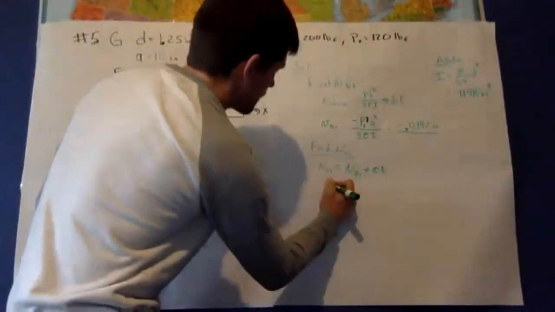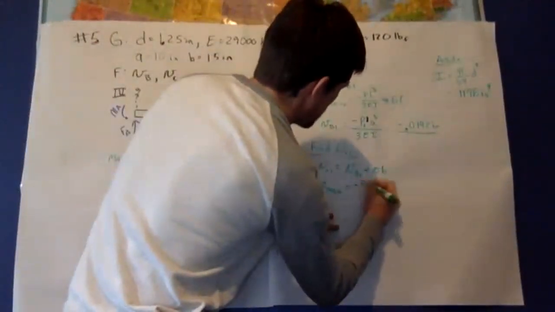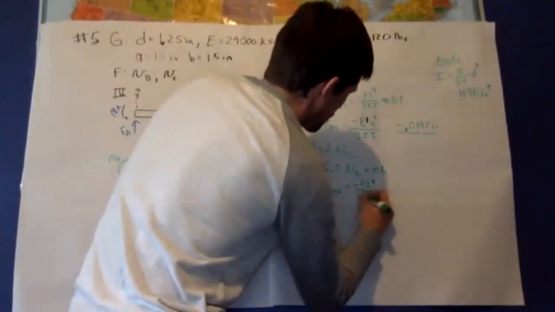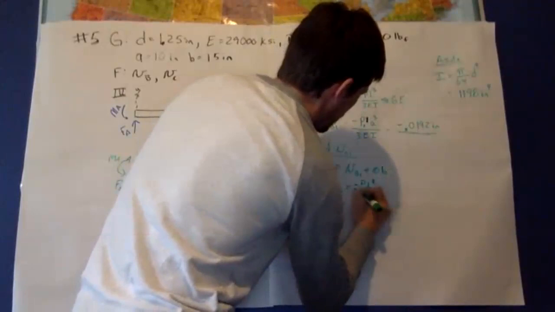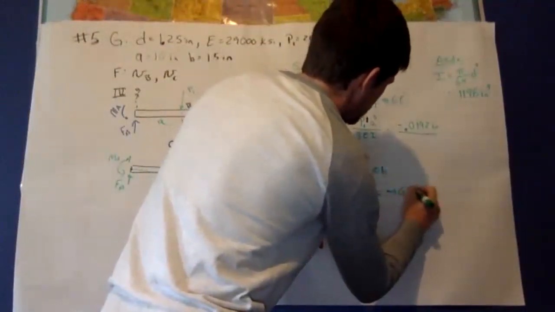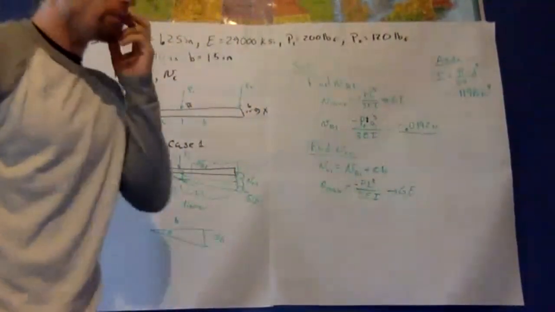Okay. So we need to find theta. We can take theta max from the table, and we get minus PL squared over 2EI. Again, this is the general equation right from the table. We don't know anything yet. We need to morph that back into what we know.